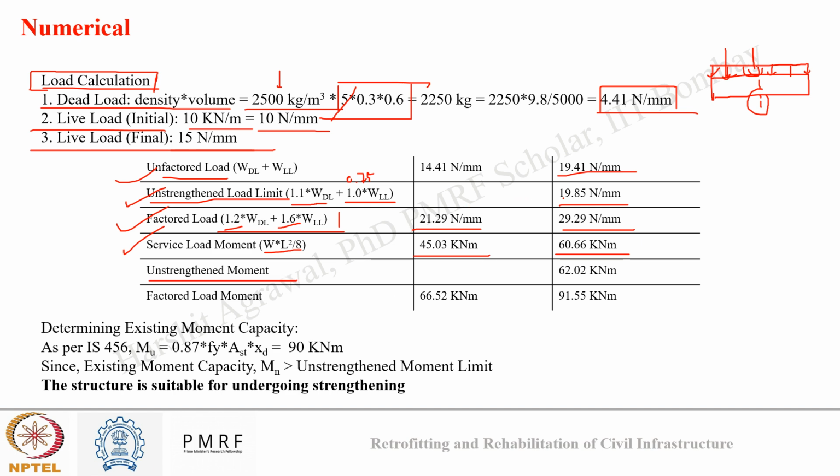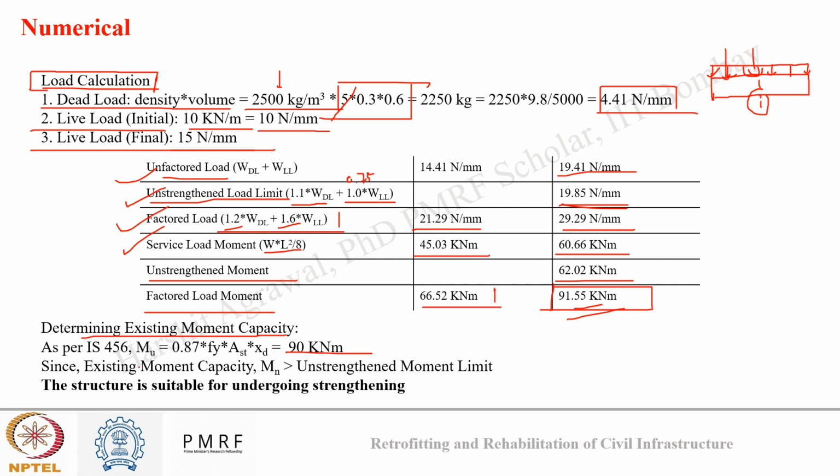Unstrengthened moment for this case will be 62.02 kilonewton meter, and factored load moment will be 65.52 initially, and after load increment it is 91.55. This is the amount of moment that is required for us to be resisted after FRP retrofitting. Initially we have been given that the existing moment capacity of the beam is 90 kilonewton meter. We need to increase it by 1.155 kilonewton meter.